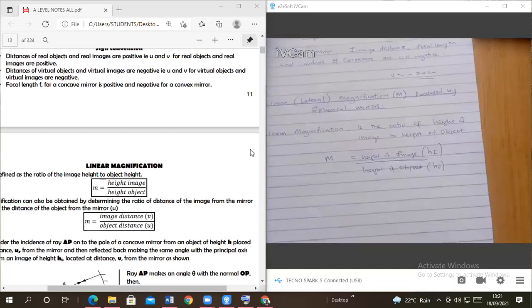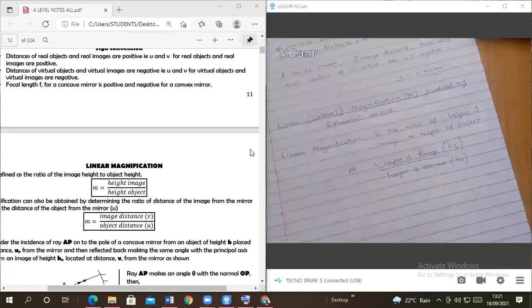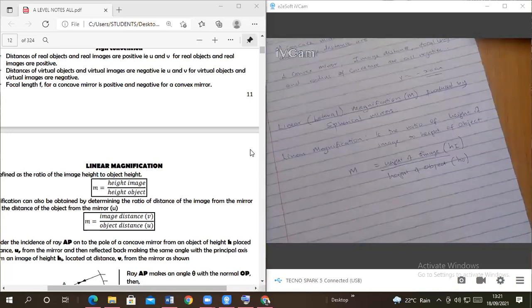But there are other definitions that you can give to mean what linear magnification is. You can say that linear magnification is the ratio of the image distance to the object distance, as we see here. Or you can also say that linear magnification is the ratio of image height to the object length. Or image length to object length.